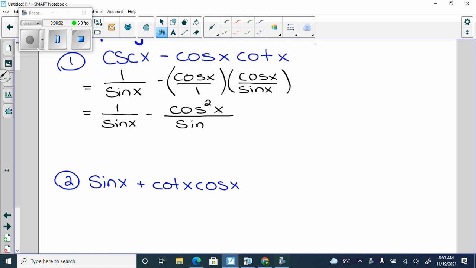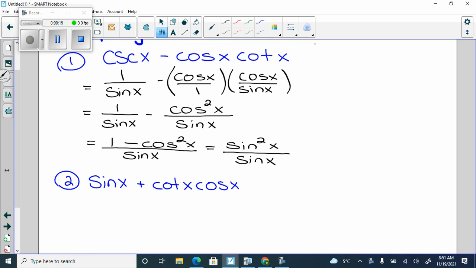We get sine x. Okay, and then we get 1 minus cos squared x over sine x, which is what? Sine squared x, right? Now, guys, I just want to draw your attention to this. If it's 1 minus sine squared x over sine x, I see people doing this. Can you do that?